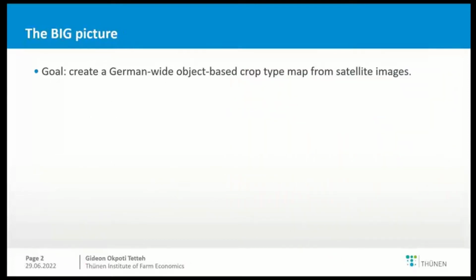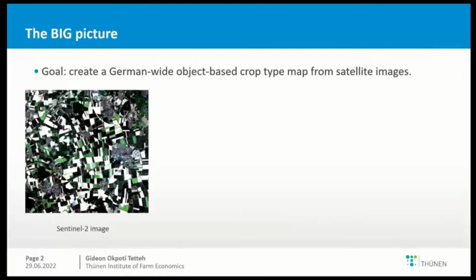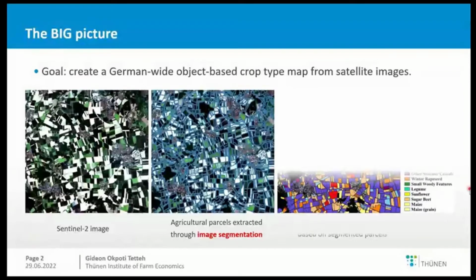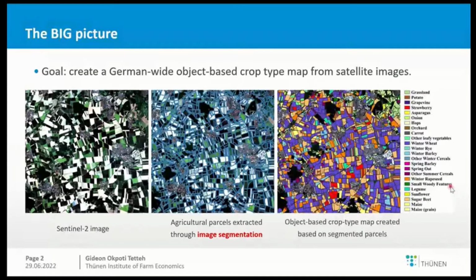The overarching goal is to create a German-wide object-based crop type map from satellite images. Here is an example of a Sentinel-2 image somewhere here in Germany. And here is a corresponding agricultural parcels extracted through image segmentation. And here is now the corresponding object-based crop type map created from the segments.